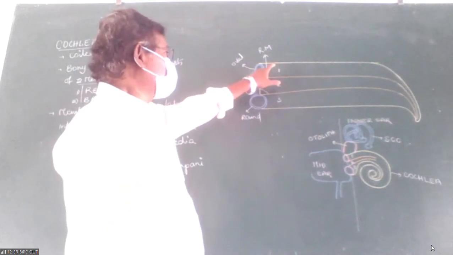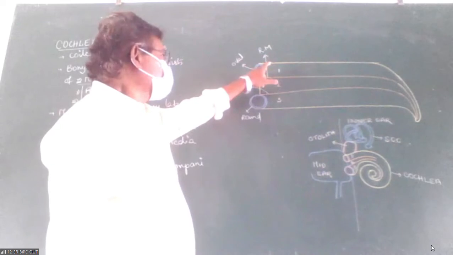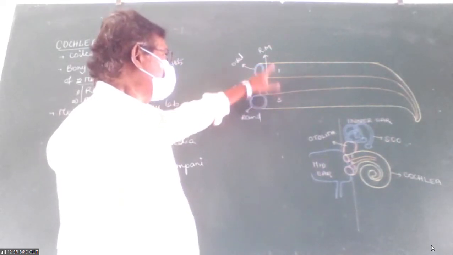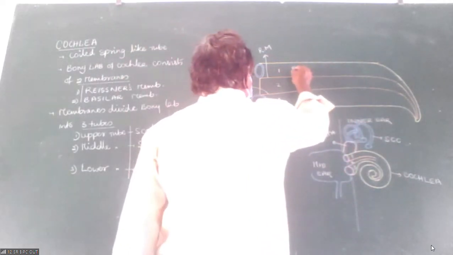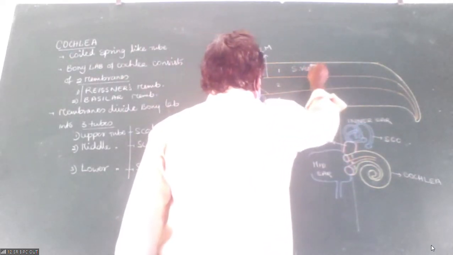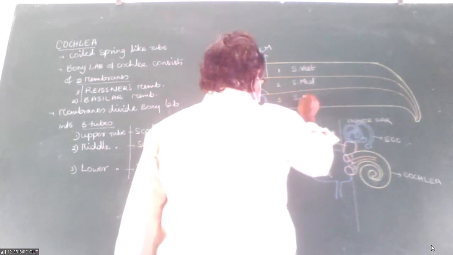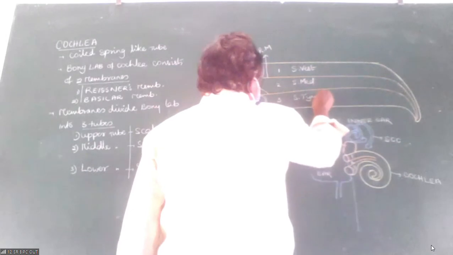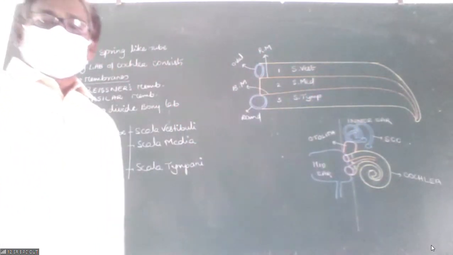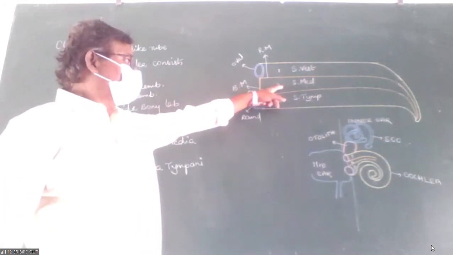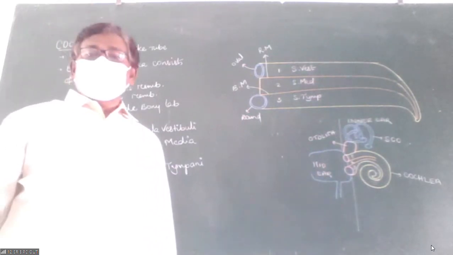The three tubes are the upper one, the middle one, and the lower one. Out of that, the upper one is called scala vestibuli, the middle one is called scala media, and the lower one is called scala tympani.